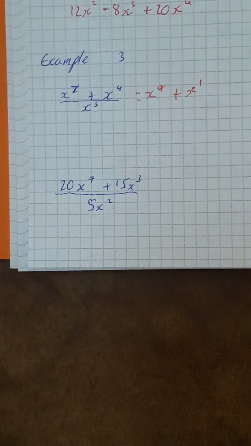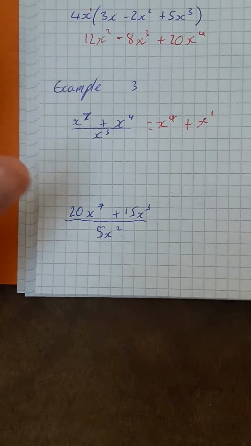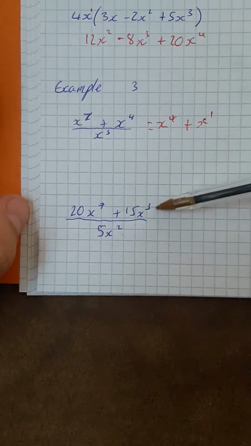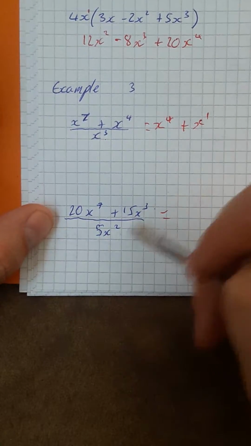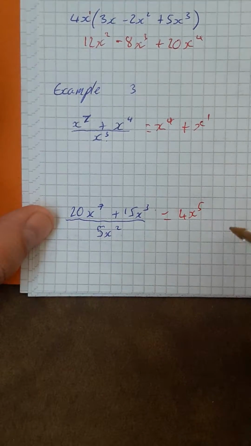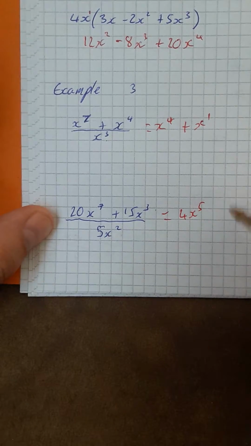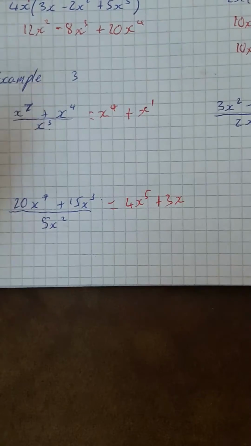And last but not least, this video is getting pretty long, isn't it? Last but not least, we have 20x to the 7 plus 15x cubed all over 5x squared. Same as always, can't do anything with the top here because they're not the same powers. So literally all I'm going to do is just divide them. 20x to the 7 divided by 5x squared is 4x to the 5. And then 15x cubed divided by 5x squared is just 3x. Once you've got that, you are completely done.